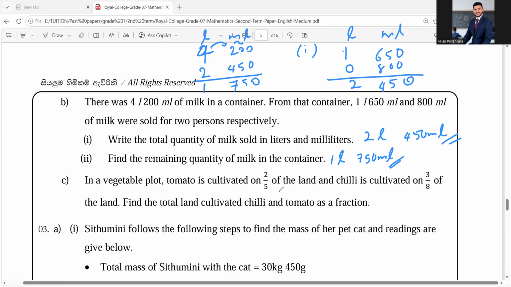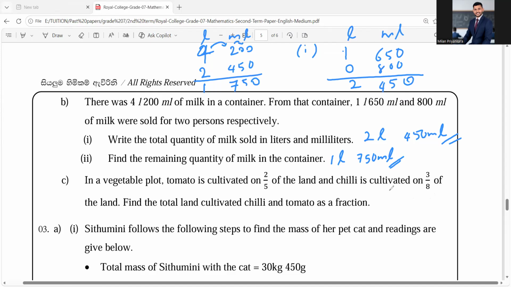In a vegetable plot, tomato is cultivated on 2/5 of the land and chili is cultivated on 3/8 of the land. Find the total land cultivated with chili and tomato as a fraction. So for that you need to add, right? You need to find the total fraction.